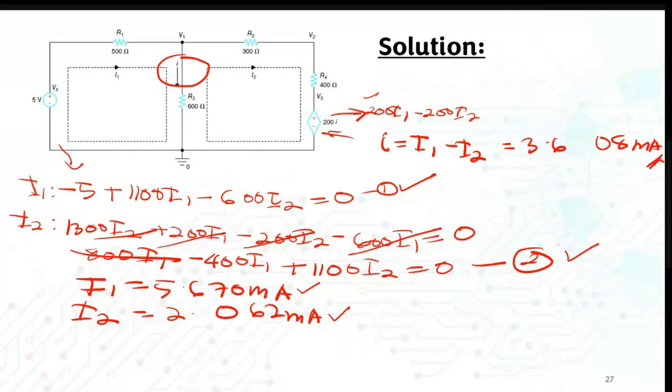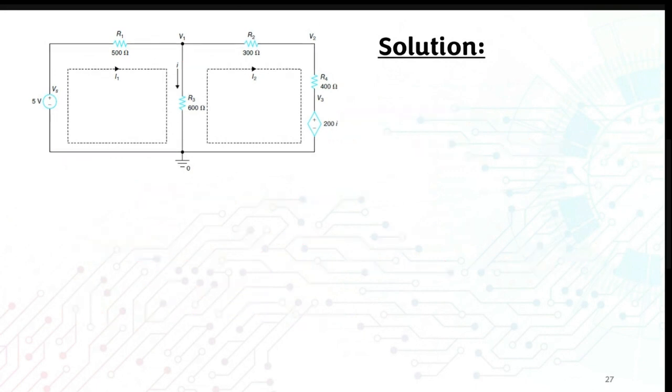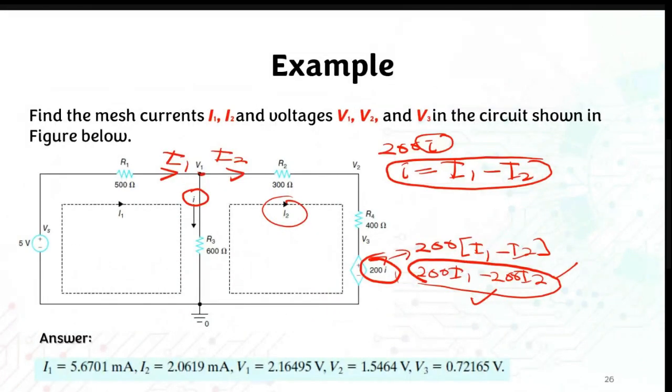Now the question also asks you to find the values for V1, V2, and V3. Where's the V3?